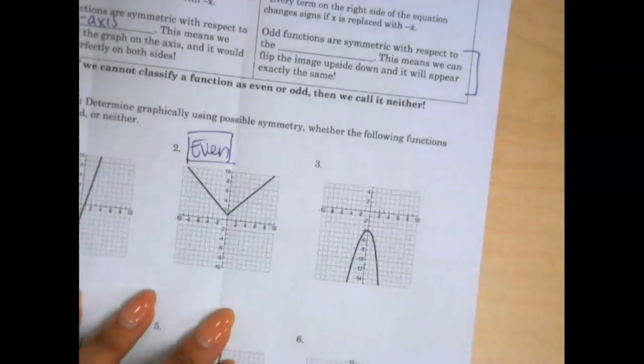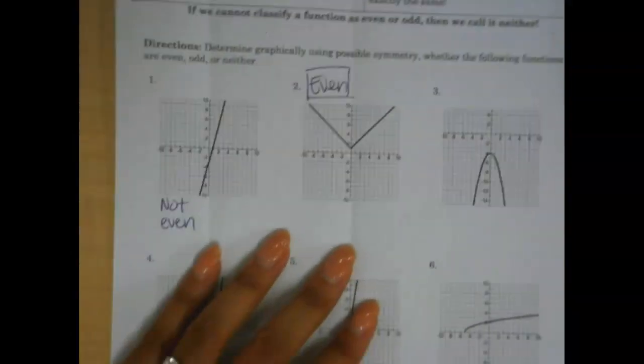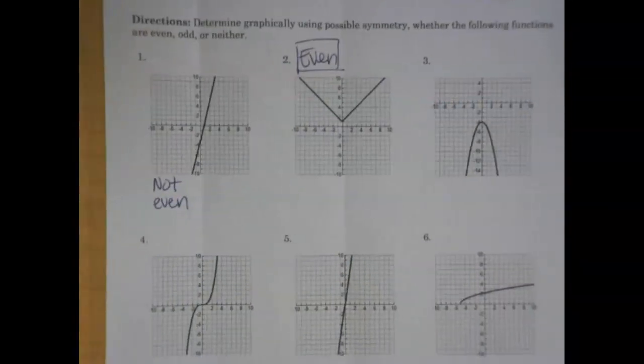I want you guys to try to actually fold that paper for questions 3 through 6 and determine, are these even or not? So just either put even or not even for questions 3, 4, 5, and 6.